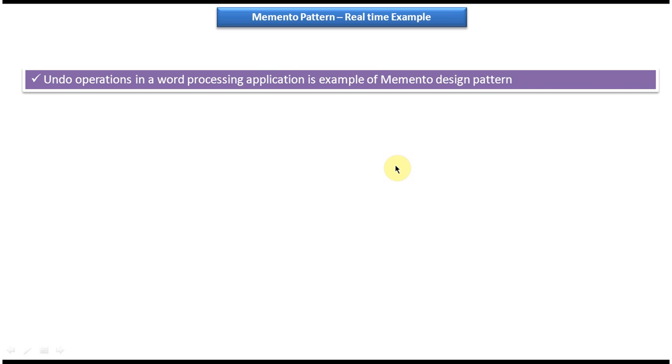And Memento Design Pattern is mostly used for undo operation or redo operation or rollback operation kind of thing. Okay, and the best example of Memento Design Pattern is undo operation in the word processing application. So examples of word processing application are Microsoft Word or PowerPoint presentation, etc. Okay, I will open Microsoft Word and I will show you.